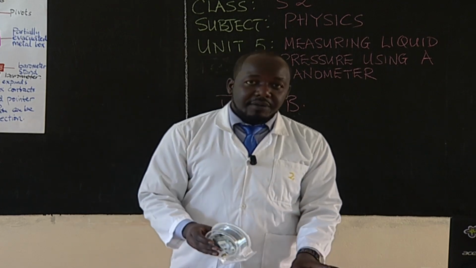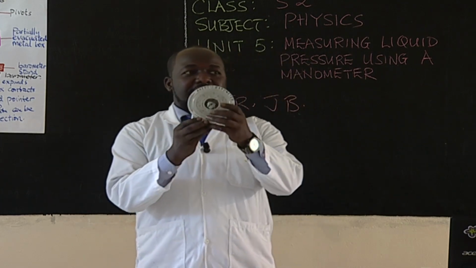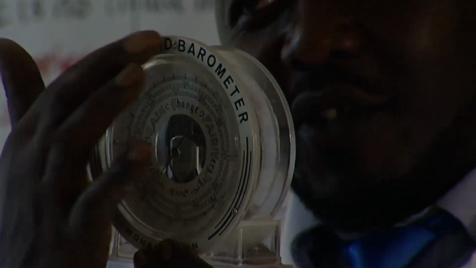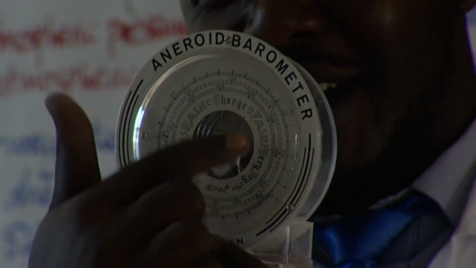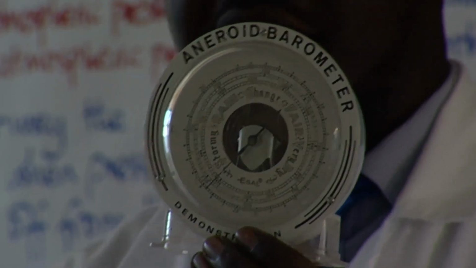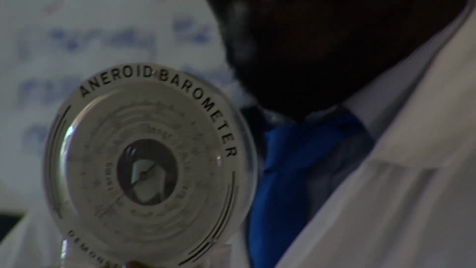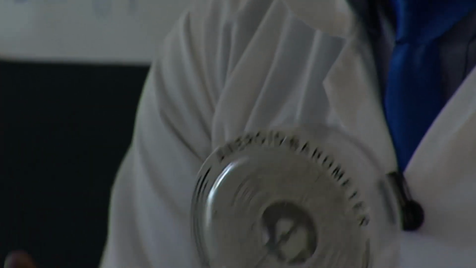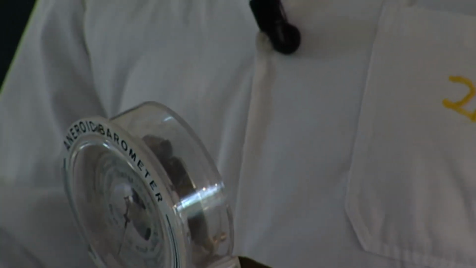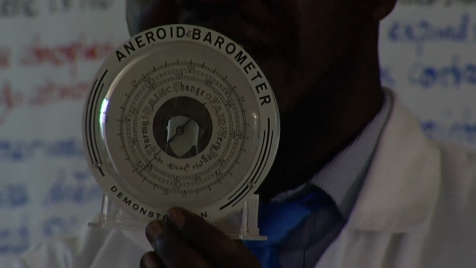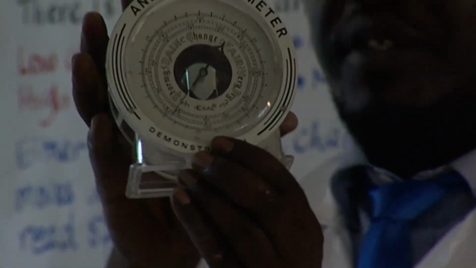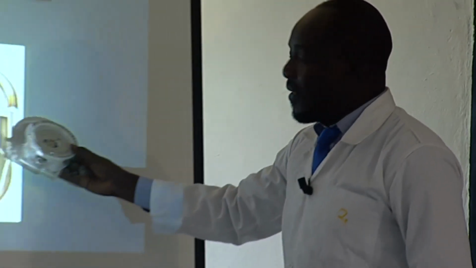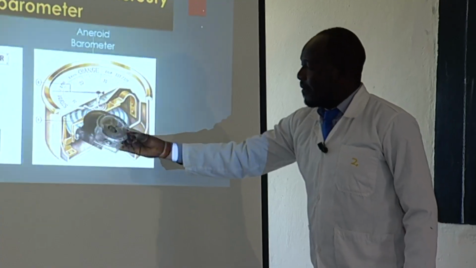I also have another one, which is this. If you look at this very well, you are going to see the word aneroid. Aneroid means without liquid. So it means this is a barometer which does not use any liquid. Mercury barometer uses a liquid. Aneroid barometer does not use any liquid. So this is how it looks like. Don't you think it resembles this? They're almost the same.